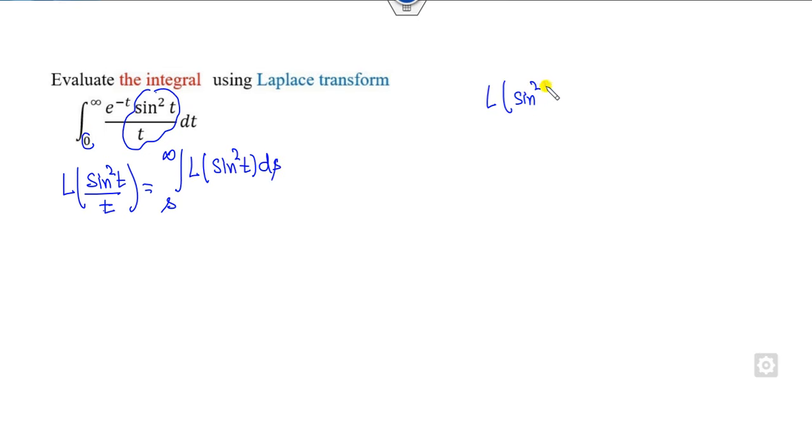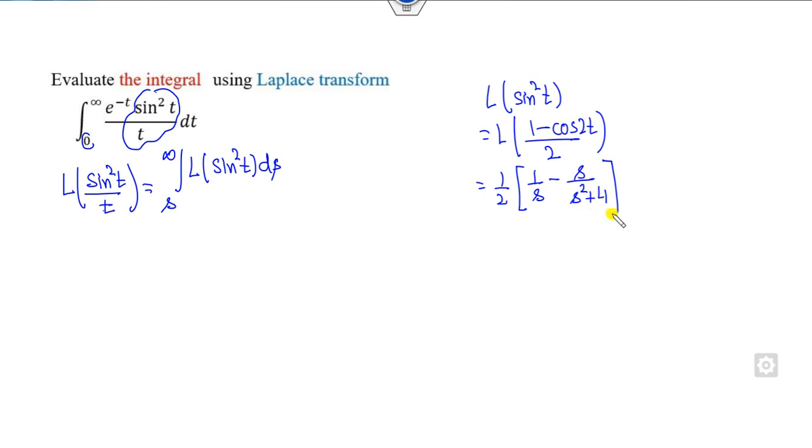I can write it first as sine square t equals 1 over 2 times (1 minus cos 2t). So half is outside. The Laplace of 1 is 1 over s, and the Laplace of cos 2t is s over s square plus 4. So I can substitute this value here. It is from s to infinity, half outside, then 1 over s minus s over s square plus 4, ds.